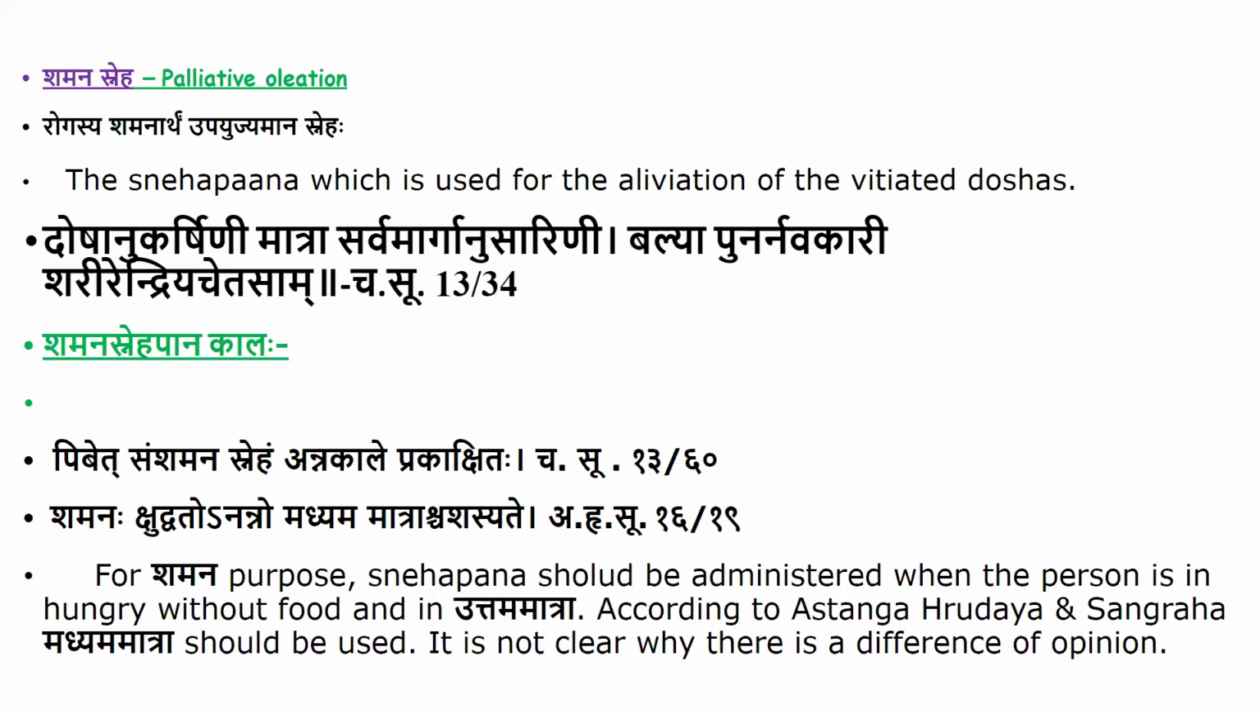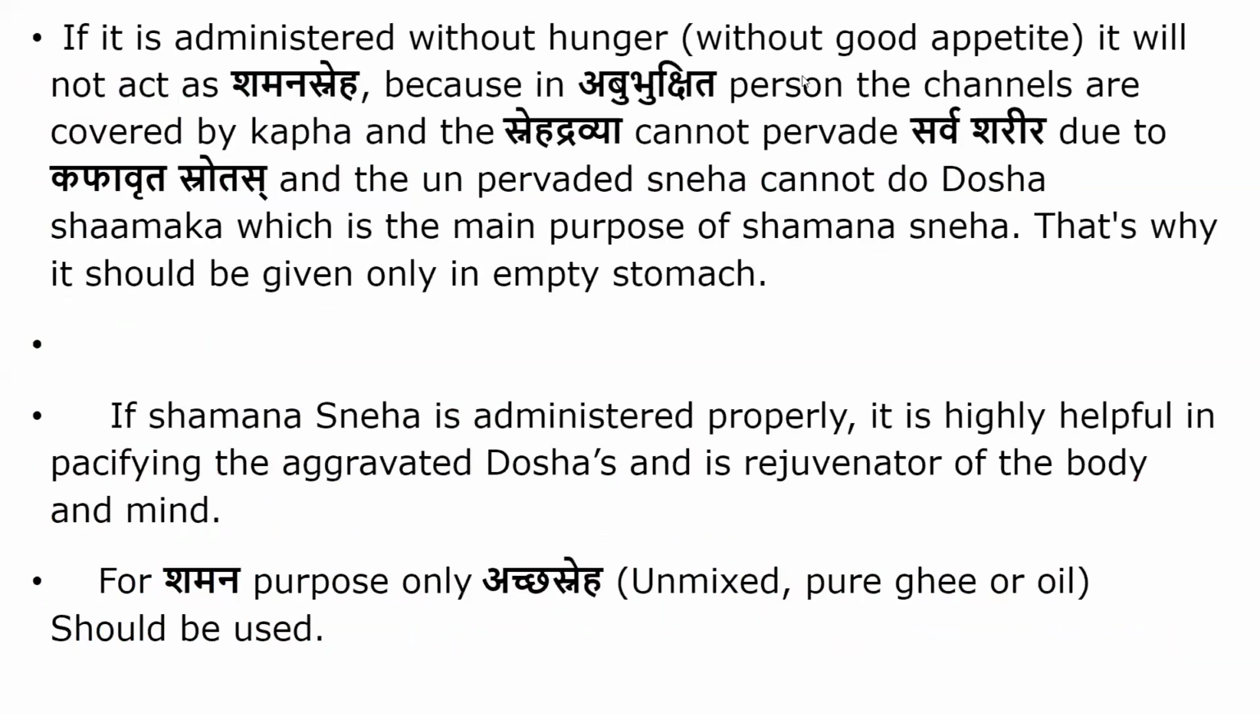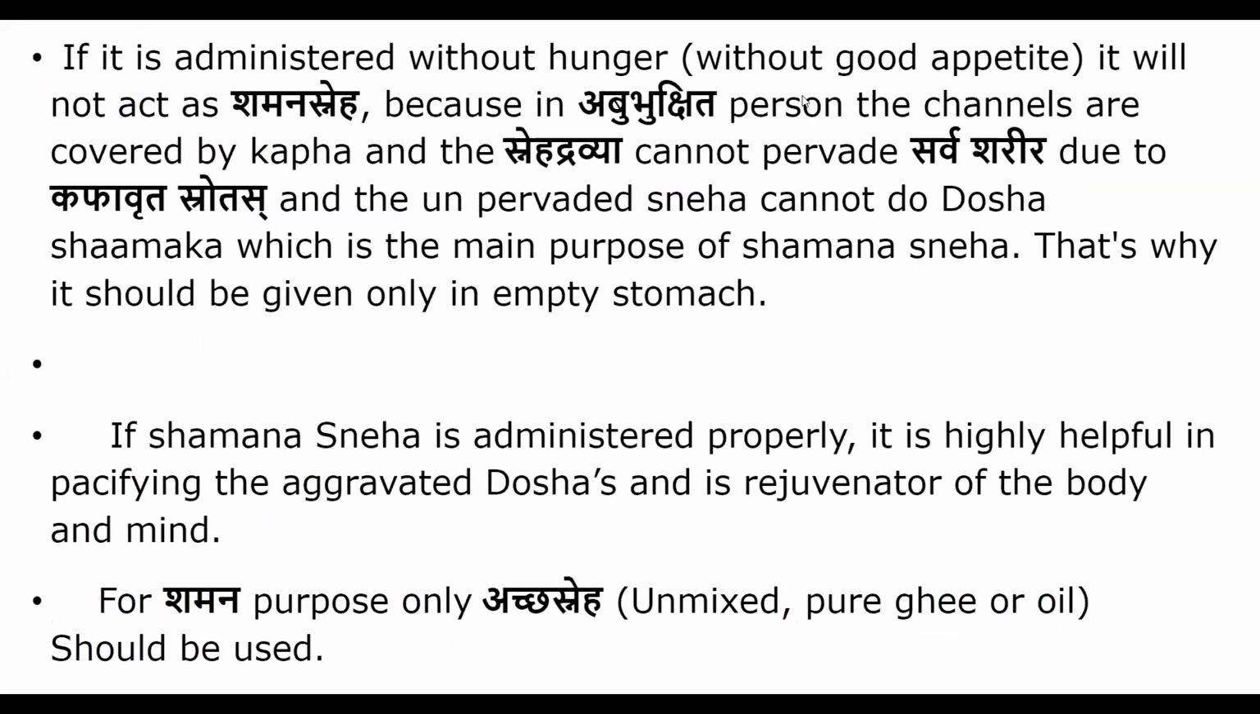But as I told before, for Shamana, always go for Uttama Matra, because the more the dose, that much dosha Shamana can happen. So for the Shamana purpose, it should be administered accordingly. What happens is, if it is administered without hunger, without good appetite, it will not act as Shamana Sneha. Because in an Abubhukshita person, the srotasas are covered by Kapha, and the Sneha Dravya cannot pervade the whole body due to Kapha Avrita Srotas. The Ghritam cannot penetrate all over the body, and the unpervaded Sneha cannot do Dosha Shamana, which is the main purpose of Shamana Sneha.